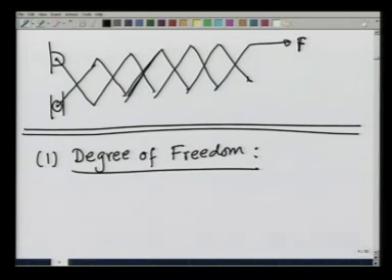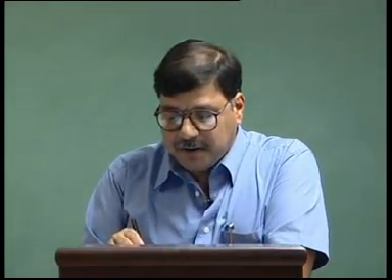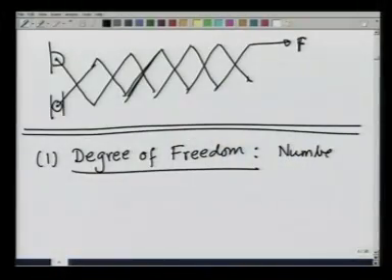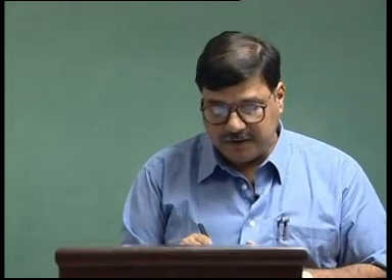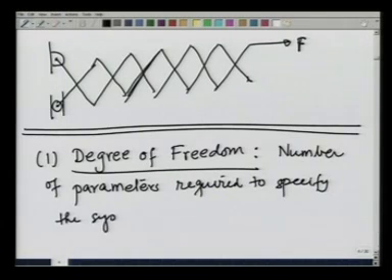The degree of freedom of a system is the number of parameters, and it will be clear when I give an example, required to specify the position, the orientation and all that, of the system. So, when I say specify the system, I mean precisely that. What is its position, what is its orientation, at what angle is it from vertical, and so on.